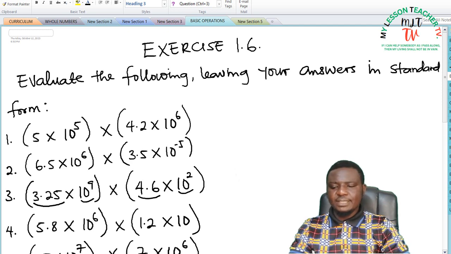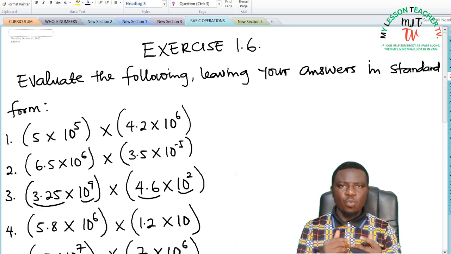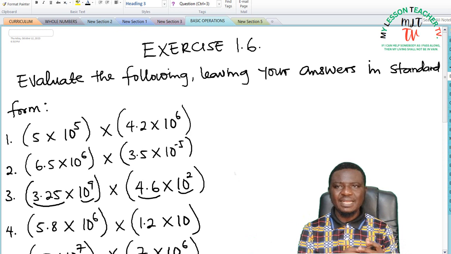Exercise 1.6. We are asked to evaluate the following, leaving your answers in standard form. Exercise 1.6 will help you understand better the basic operations of multiplication of numbers in standard form.